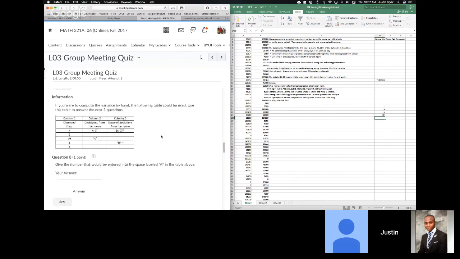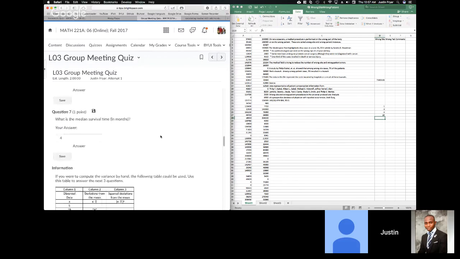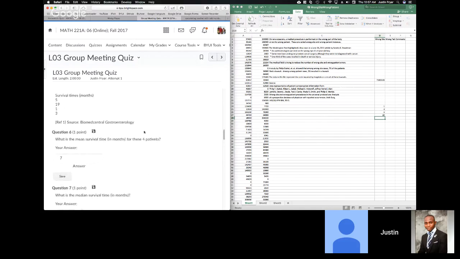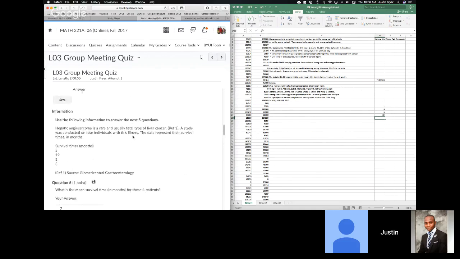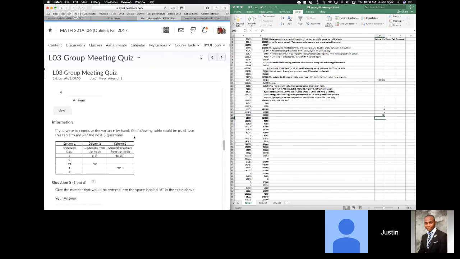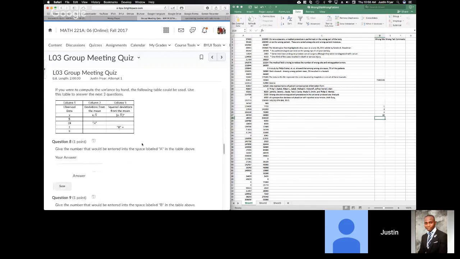Alright, if we were to compute the variance by hand, the following table could be used. Use this table to answer the next 5 questions. Give the number that would be entered into the space labeled A in the table above.